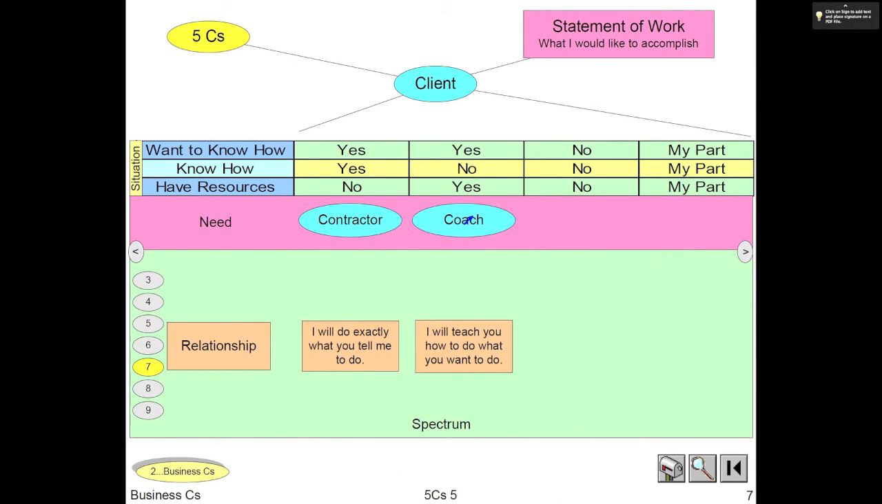If, on the other hand, you want to know how to do this job, but you don't know how to do it, but you do have resources, then a coach is what you're looking for. A coach that says, I will teach you how to do what you want to do.